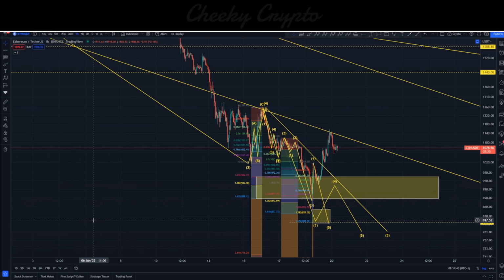Okay guys, let's waste no more time. Let's get right down into this, right? Ethereum paired up with USDT, on the hourly chart, Binance is our data source.